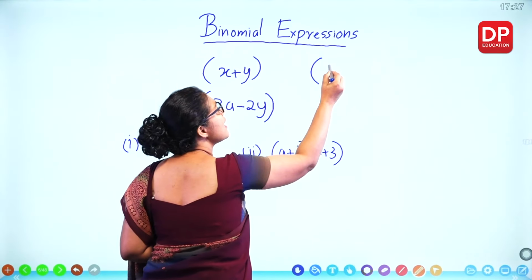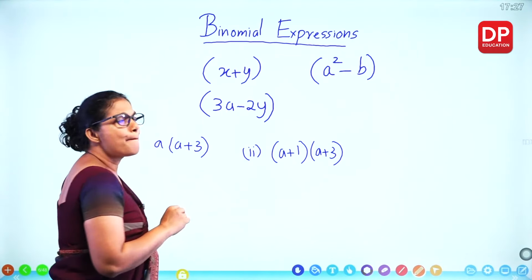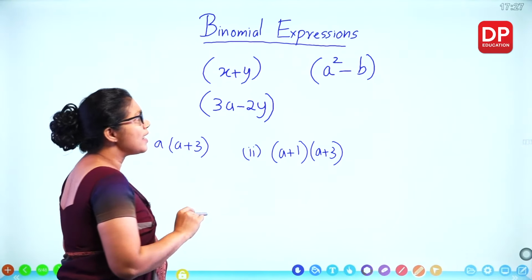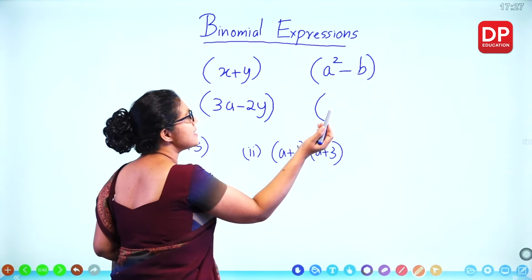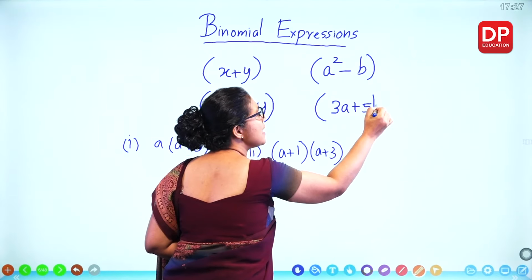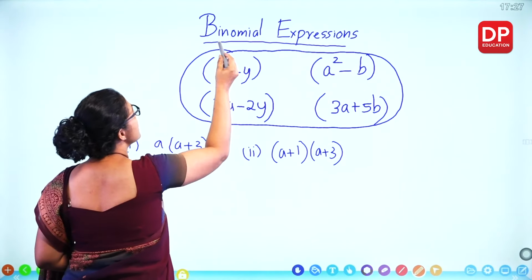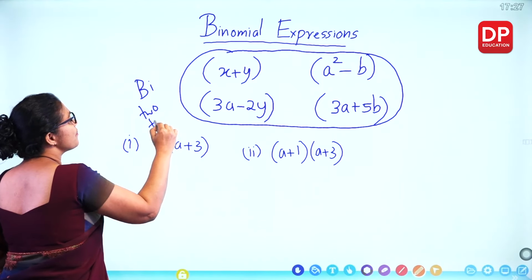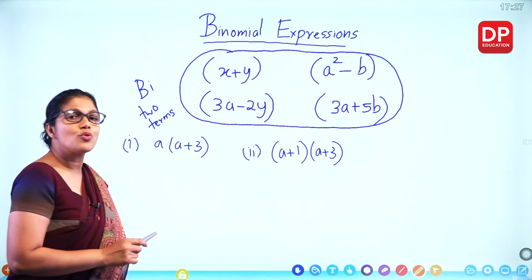Another one, you can get any square term as well. So this is also binomial because two terms are there. So in algebra we call this a binomial expression. I can take another one, 3a plus 5b. So all these we call binomial expressions, meaning two terms. So we are only considering, in this section, expressions with two terms.